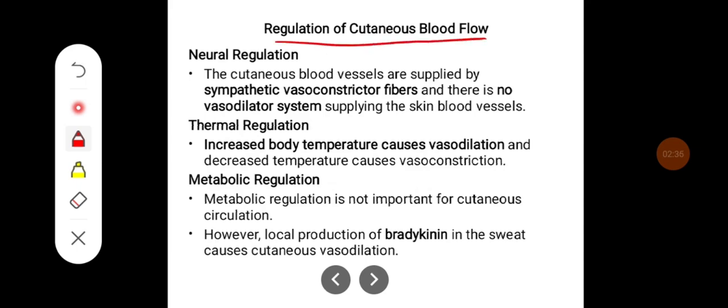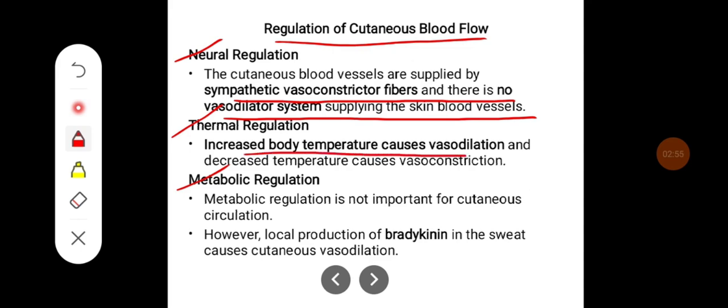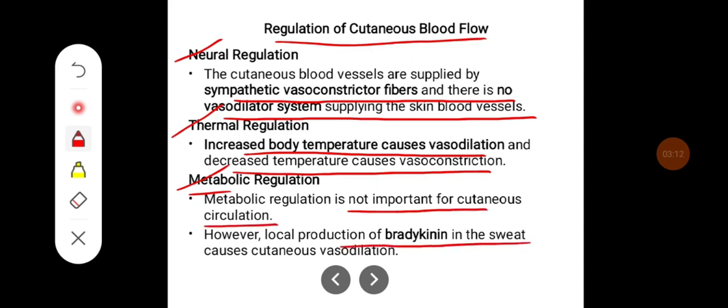Regulation of cutaneous blood flow. It is regulated by the neural mechanism, thermal and metabolic mechanism. The cutaneous blood vessels are supplied by sympathetic vasoconstrictor fibers, and there is no vasodilator system supplying the skin blood vessels. It is also regulated by the thermal mechanism, that is, increased body temperature causes vasodilatation and decreased temperature leads to vasoconstriction. Metabolic regulation occurs but it is not that important for cutaneous circulation. However, local production of bradykinin in sweat causes cutaneous vasodilatation.